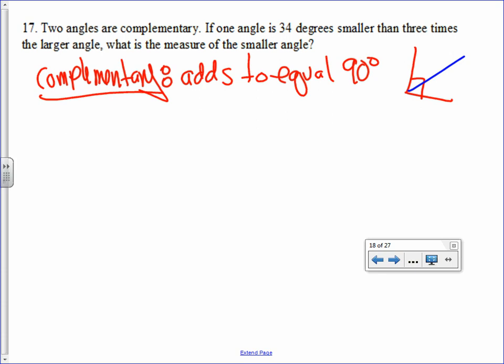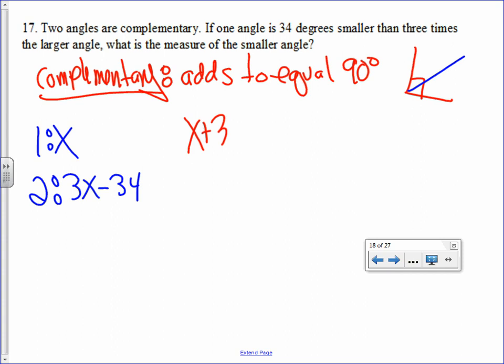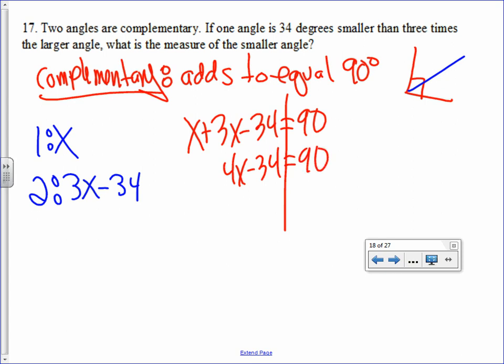One angle is 34 degrees smaller than 3 times the larger angle. So we have one angle, we have a second angle. I don't know what the first one is. The other one is 34 degrees smaller than 3 times that. 3 times that minus 34. I know that they're complementary, so I add them to equal 90, and I solve the equation. Algebra is good. Solve it.